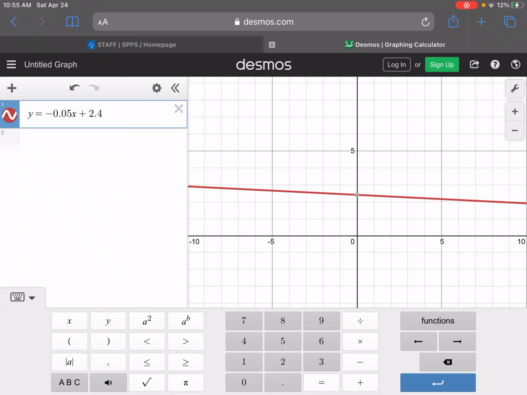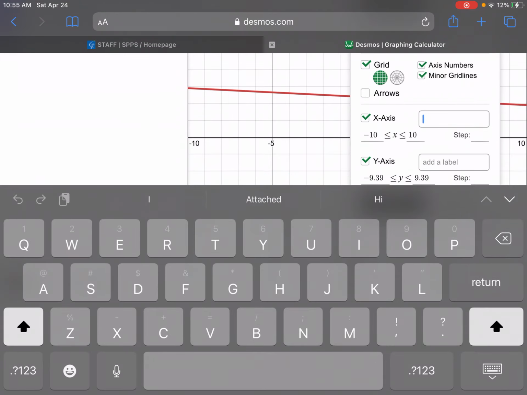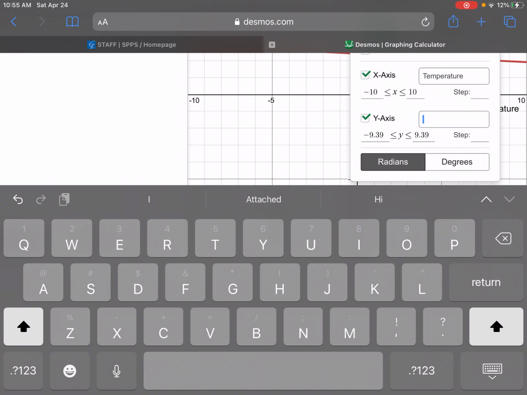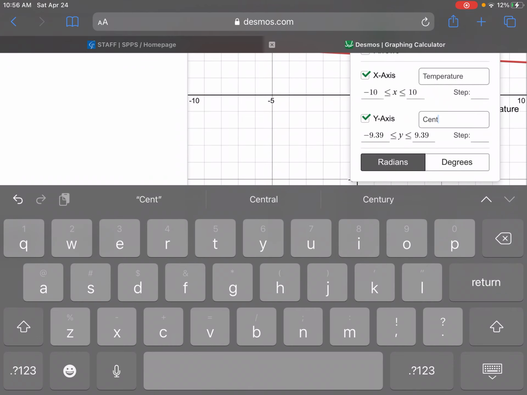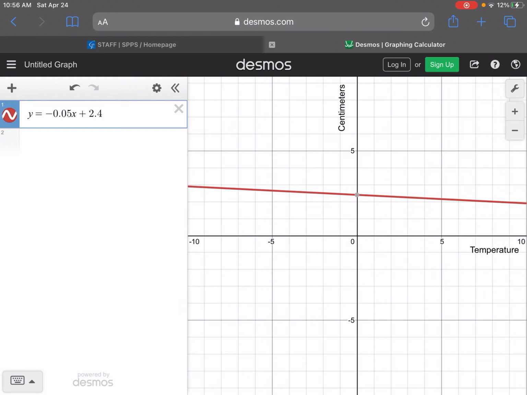Okay, so we got our equation in there. Now, I don't necessarily want you to enter these numbers for the x and y axis because we can see our graph just fine, right? The thing I want you to do here for sure is just add a label. So we know that x is temperature, and then we know that y is centimeters. Okay, and then I'm going to get rid of my keyboard. And so now we can see we've got our x and y axis labeled with centimeters and temperature.